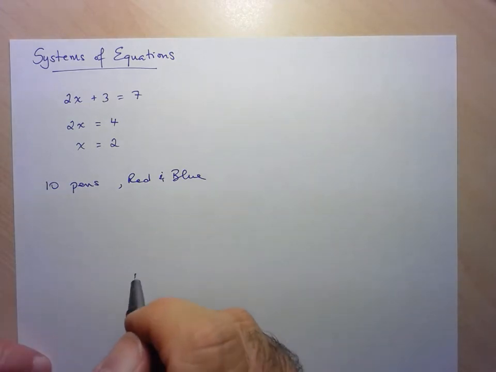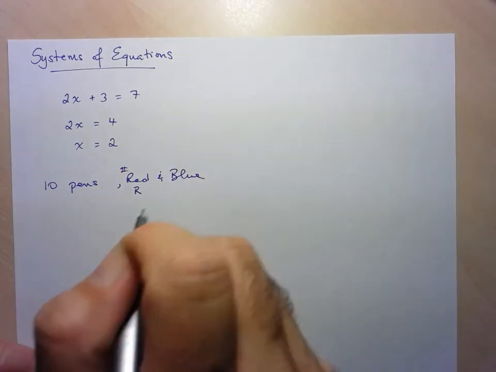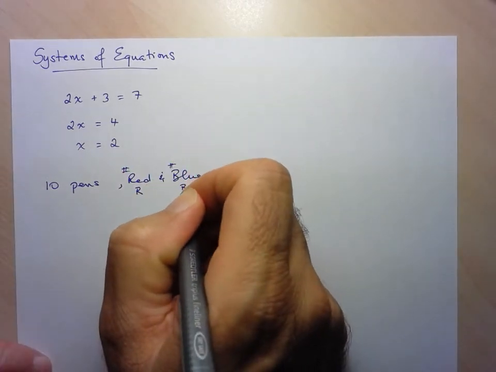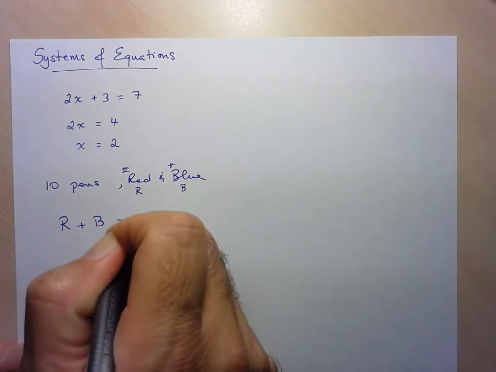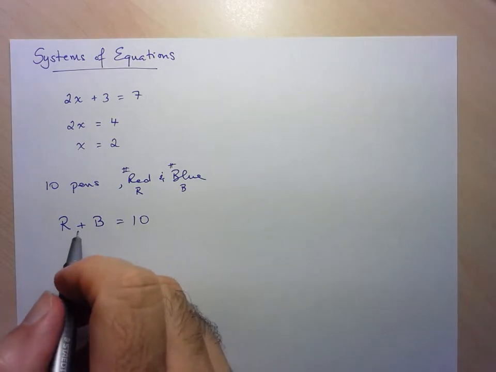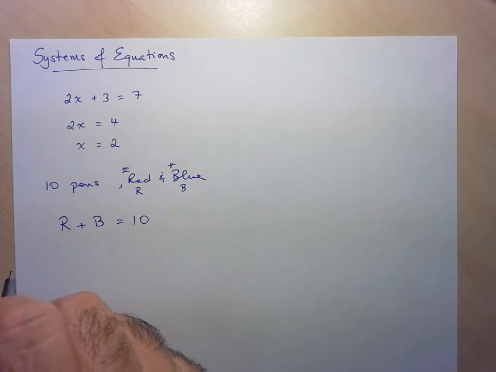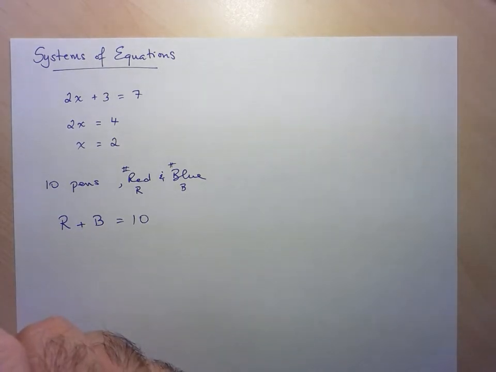In fact, you can make a list of all the possible scenarios, or you can represent this by an equation. So let's say the number of red pens is R and the number of blue pens is B. Then we can write R plus B is equal to a total of 10. And you realize here that you can isolate one of the variables, but you can't figure out exactly what its value needs to be.